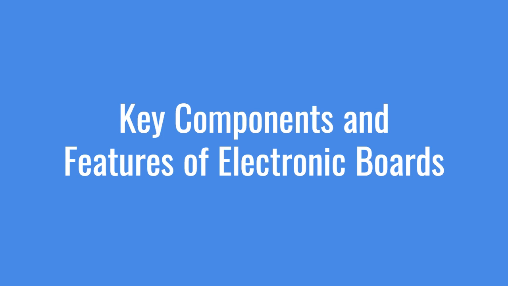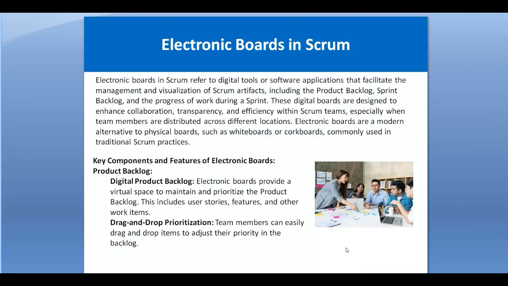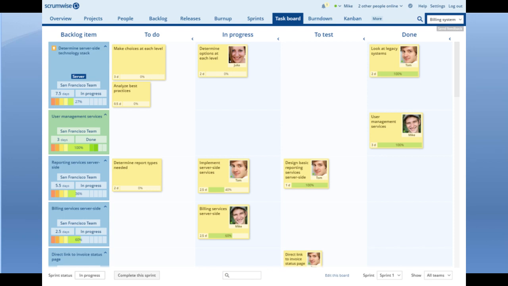First one is the product backlog. Friends, electronic boards provide a visual space to maintain and prioritize the product backlog. This includes user stories, features, and other work items. For example, in the Jira software, we have a proper electronic board through which you have clear visibility about the user stories and the product backlog, and team members can easily drag items to adjust their priority in the backlog as well. So it's a very good tool for product backlog.